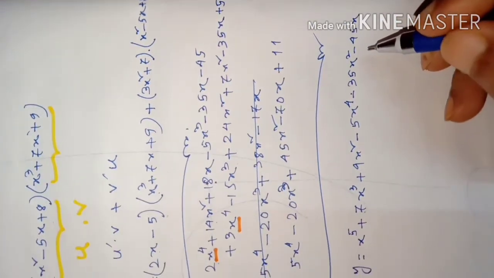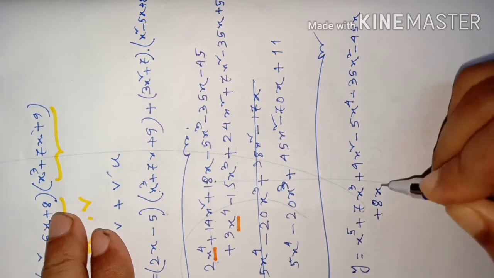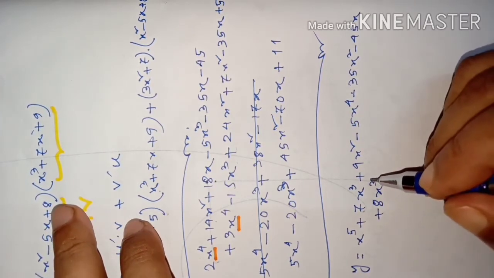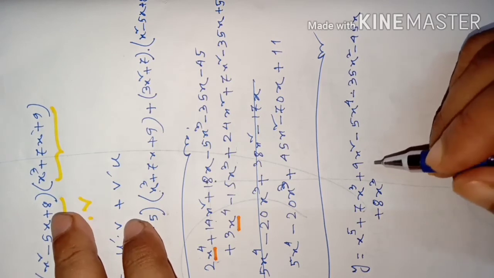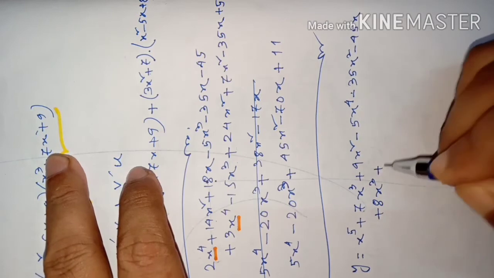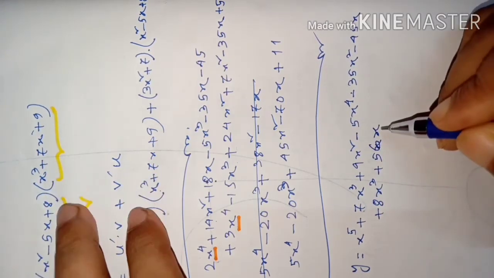Okay, then 8 into x cube, plus 8x cube. Then 8 into 7, 56x. 8 into 9, 72.